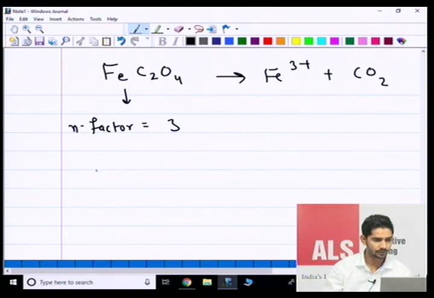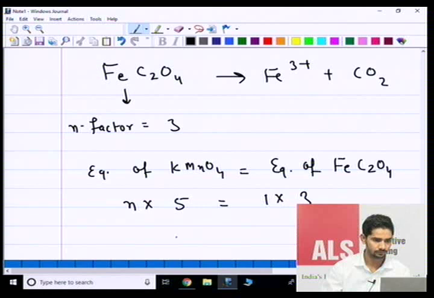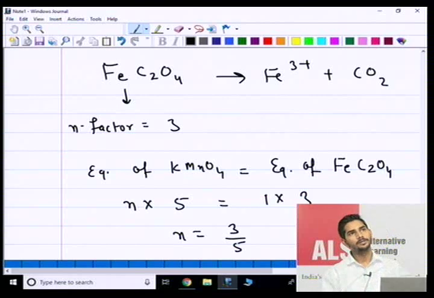Now again, equivalents of KMnO4 will be equal to equivalents of FeC2O4. Moles into n factor. In acidic medium, KMnO4 got 5. Moles into n factor. The answer should be 3 by 5. Copy, please.